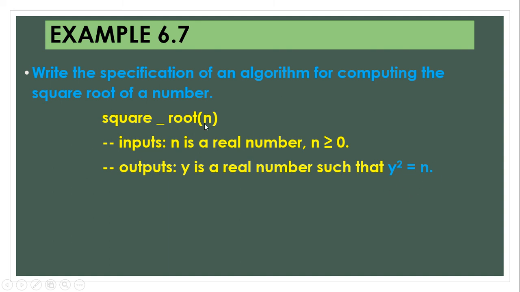If I give the number 16, my output will be 4. The square root of 16 is 4. What relation is there between this input and output? 4 squared is 16. We mention that here. Do you understand that? First we give the name, we give the property of the input, and we give the property of the desired output and mention the input-output relation.